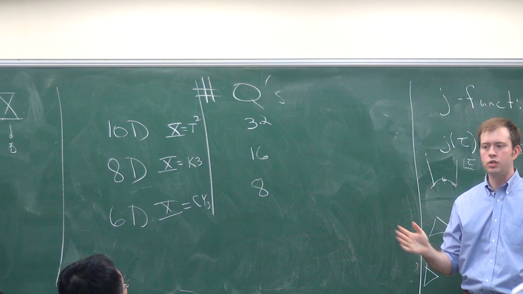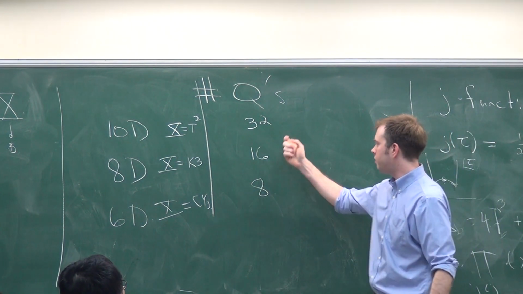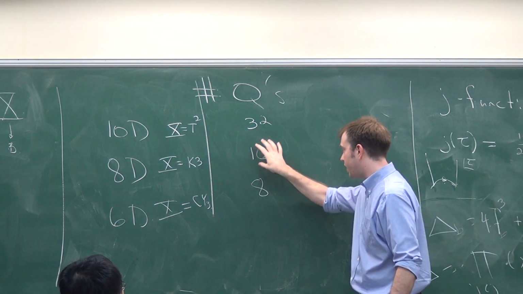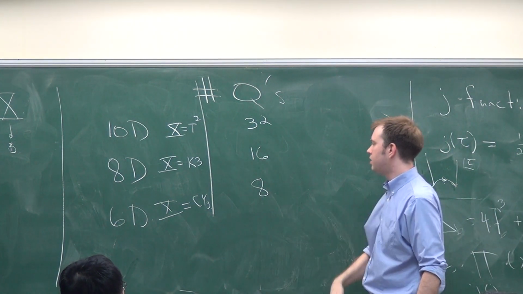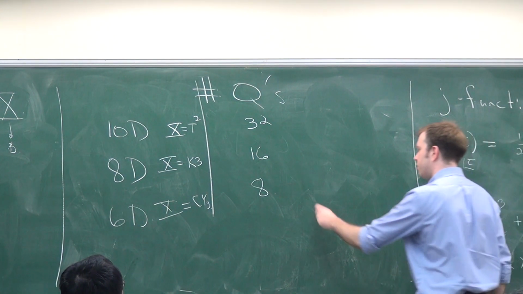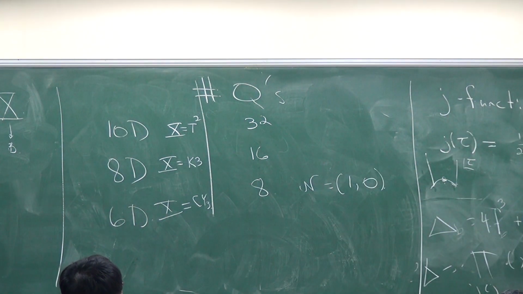So if we're in type 2B string theory and just flat space, we have 32 real supercharges. If we go down on a Calabi-Yau, we get half of that. Go down again, we get half again, and this is sometimes referred to as one chiral spinor of 6D. Okay.